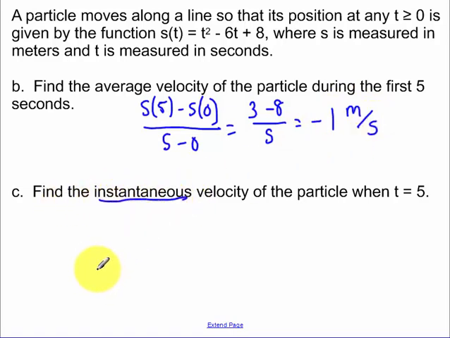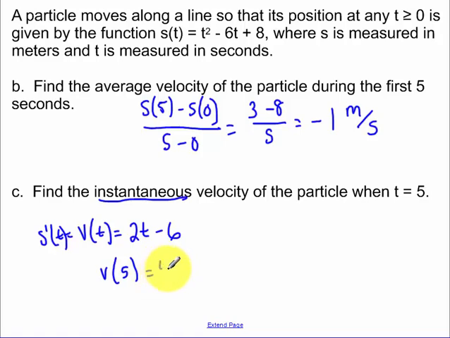Instantaneous means derivative. So our velocity function, which is the derivative of our position function, is equal to 2t minus 6. So then I find v of 5, and that simplifies to be 4 meters per second.